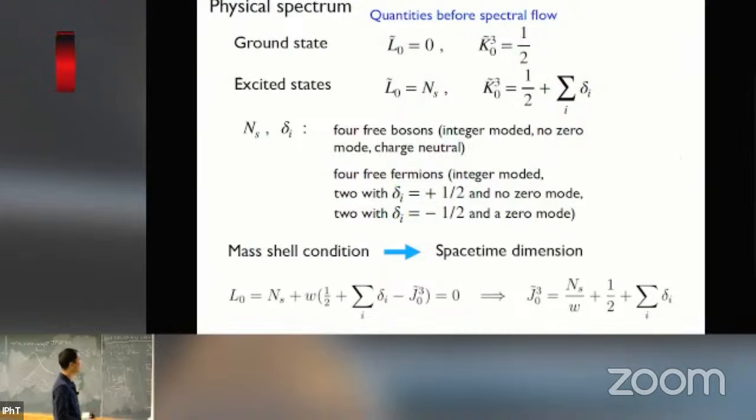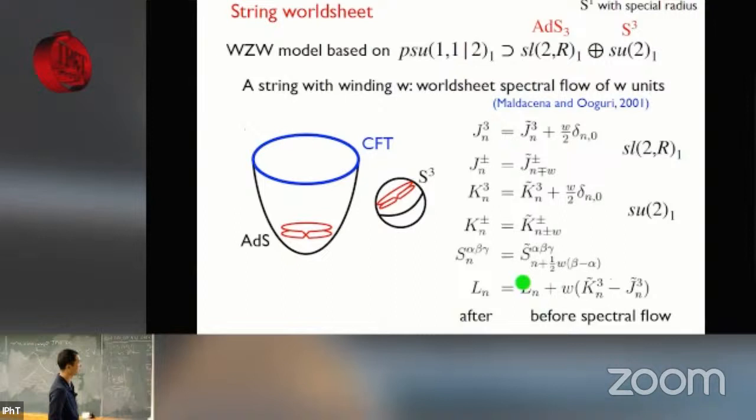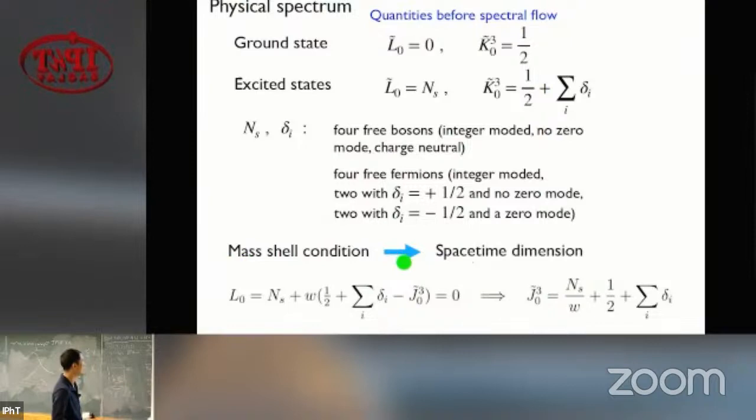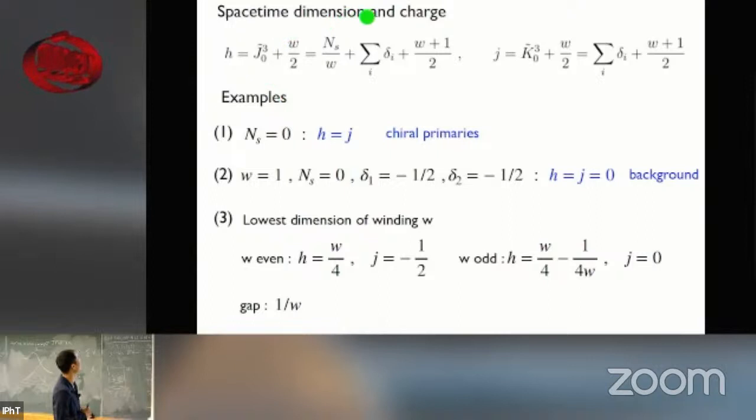So here we know the L and the K, so we can use the mass shell condition. The L0 after the spectral flow must be zero. So here you can see, if we know the L tilde before spectral flow and K tilde before the spectral flow, we can solve for the J. So we can find the J by using this mass shell condition, and then we find the space-time dimension and charge.